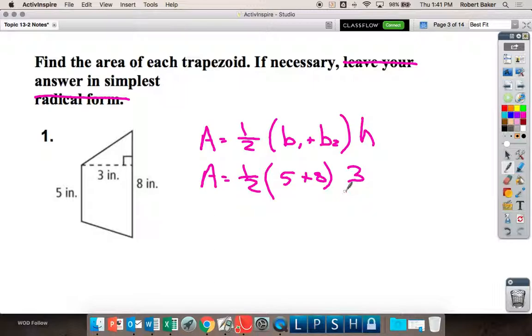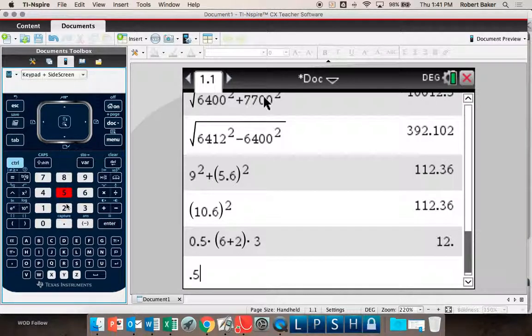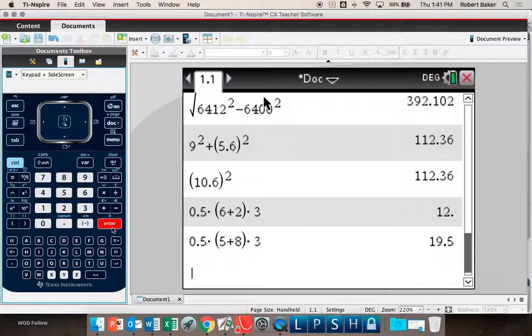Now if you're a control-divide person, you could type it in like this: 5 plus 8 times 3 divided by 2. Let's see what happens. Let me type it in. 1/2, 5, 8, and 3. 1/2 times base 1 plus base 2, 5 plus 8, times 3. 19.5.